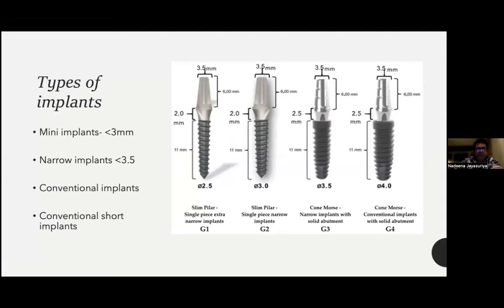So the next thing that you should know is you would have heard about mini implants and conventional implants. When I started dental implants, at that time, the mini implant was the most common and popular because it was very easy. You just make a hole in the cortical bone and like a normal screw, you just screw it into the bone.